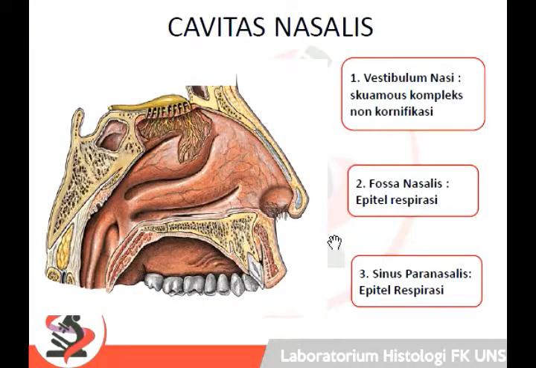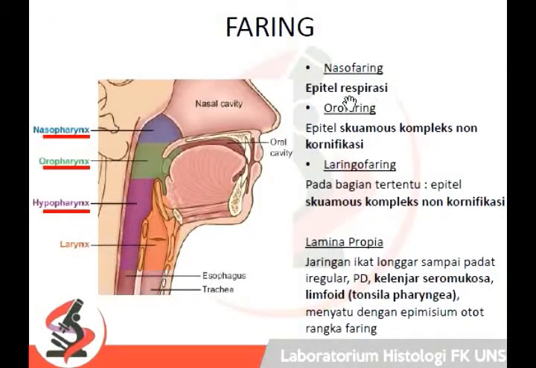The cavitas nasalis is part of the upper respiratory system. Here are the vestibulum nasi and the fossa nasalis. As you can see here, we can find filaments of the first cranial nerve, the olfactory nerve, but we will not discuss the nervous system. Then the sinus paranasalis. The pharynx has three functional parts: nasopharynx, oropharynx, and laryngopharynx.